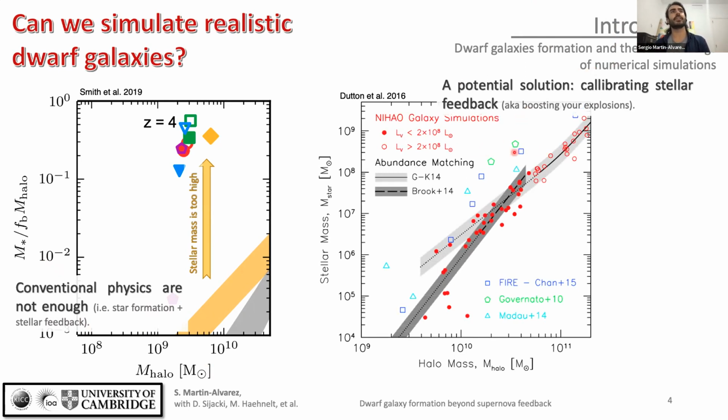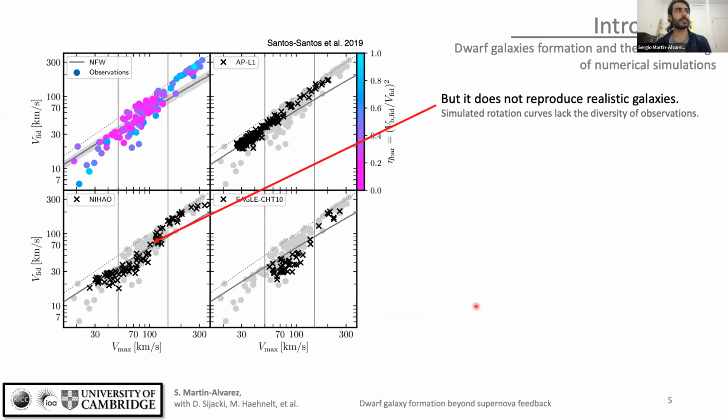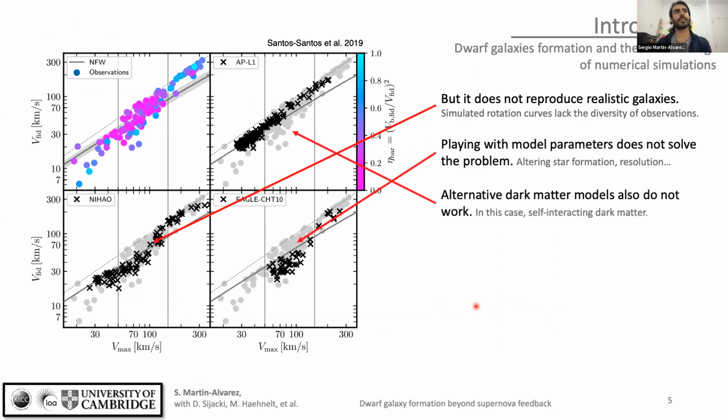For example, the Nihao simulations actually capture quite well the halo mass stellar mass relationship by doing this. Of course, again, in the same set of simulations, by varying different physics and changing parameters, trying warm dark matter models and so on, what we find is that it is still very hard for our simulations to reproduce the different observations that we have of multiple observables.